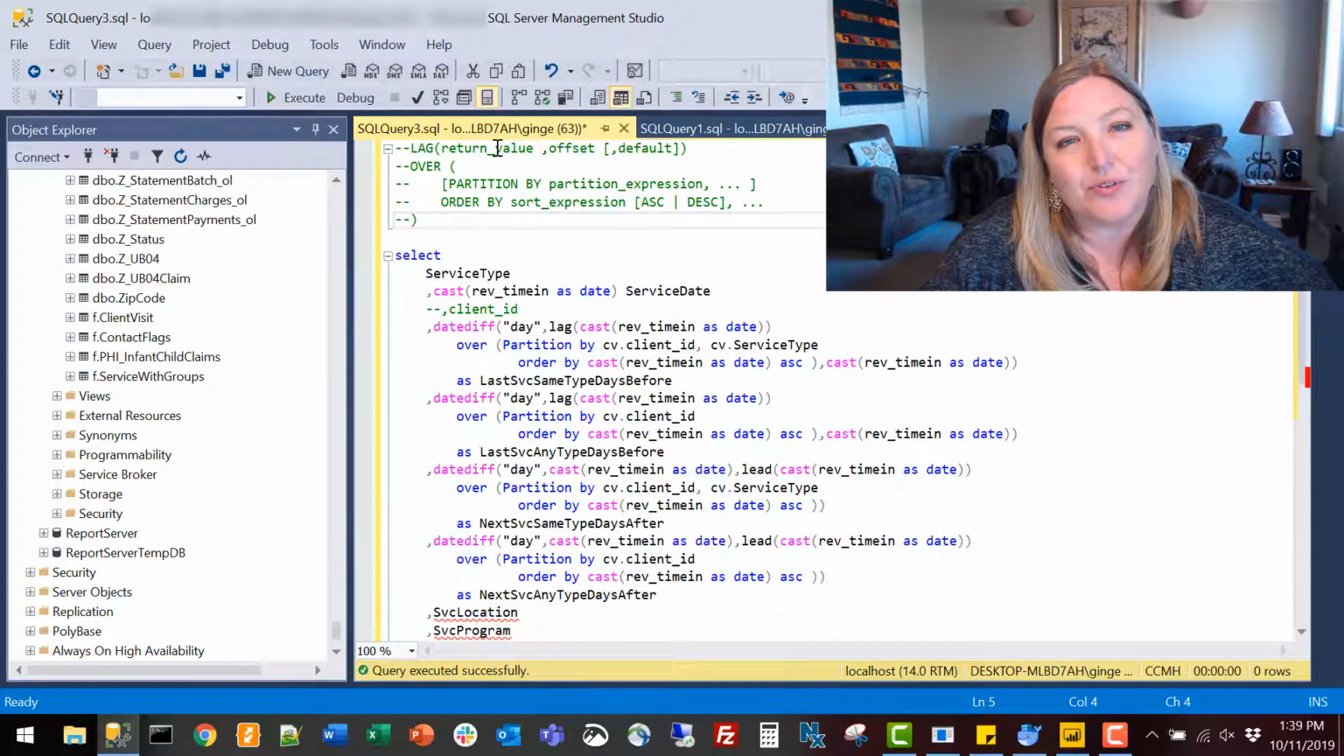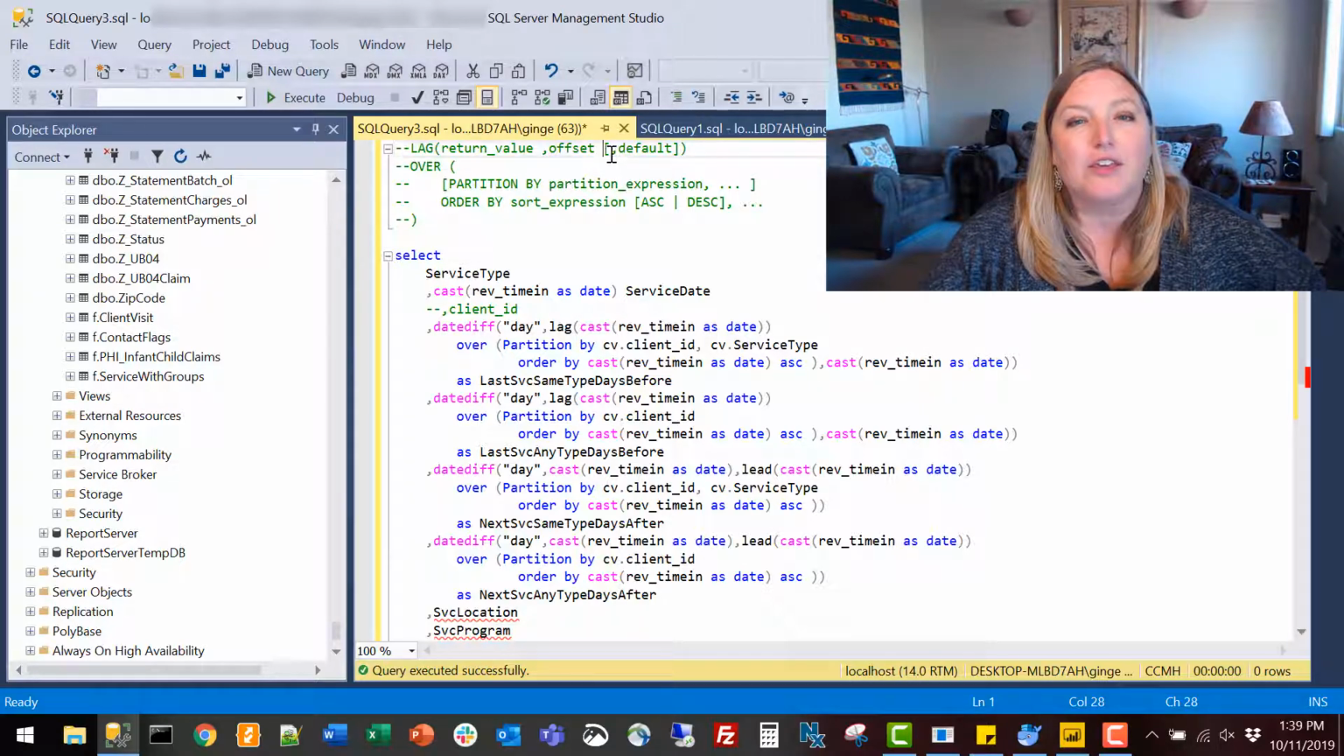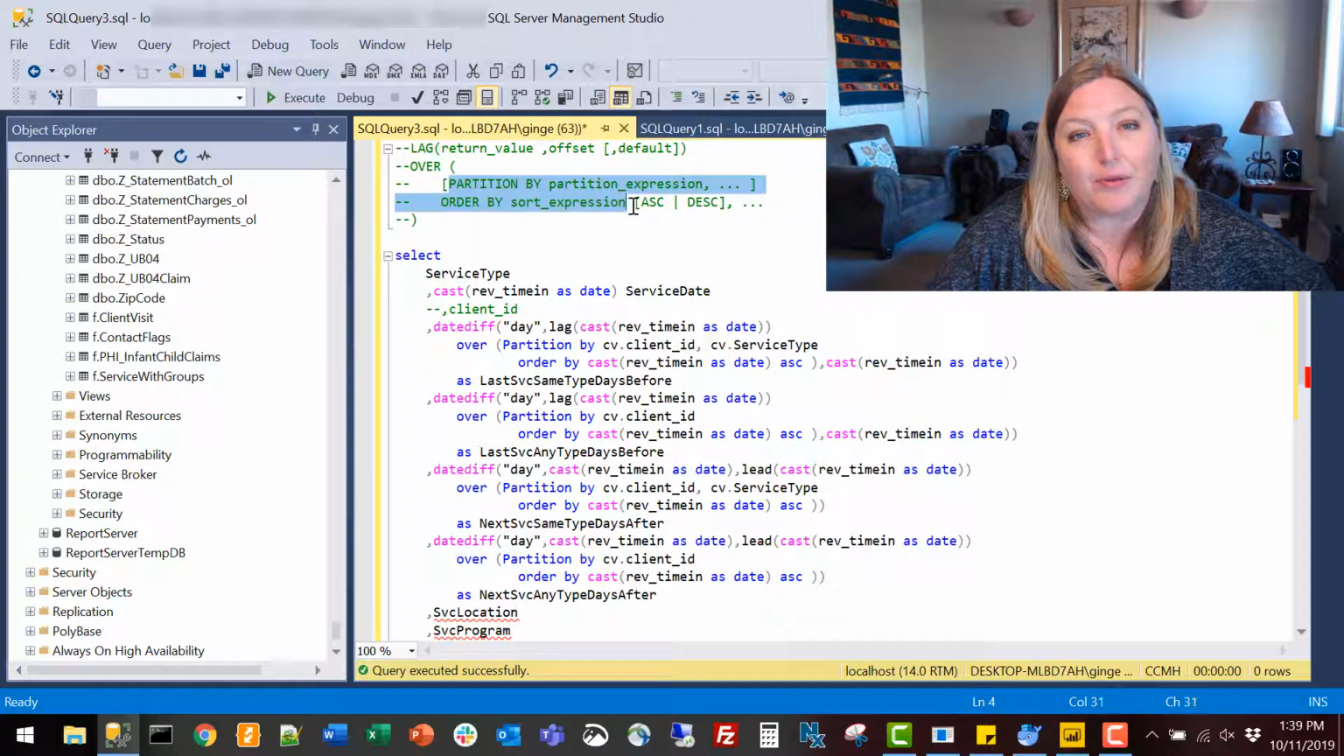And all you do is you tell the query what you're looking for. You tell it how far back to look, so you could look back 1 row, 2 rows, 3 rows. You say what you want it to put in the answer if it doesn't return anything, so if there was nothing before or after something. And then you say how you want to separate your data up and how you want to order it.